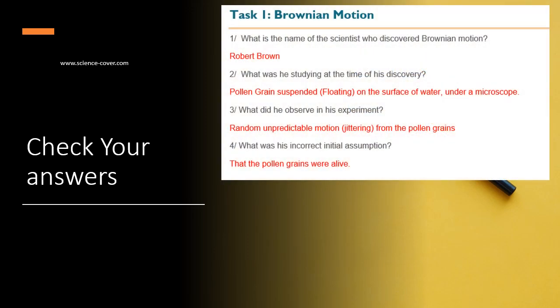What is the name of the scientist who discovered Brownian motion? Robert Brown. What was he studying at the time of his discovery? Pollen grains suspended on the surface of water under the microscope. What did he observe in his experiment? Random, unpredictable motion or jittering from the pollen grains. What was his incorrect initial assumption? That the pollen grains were alive.